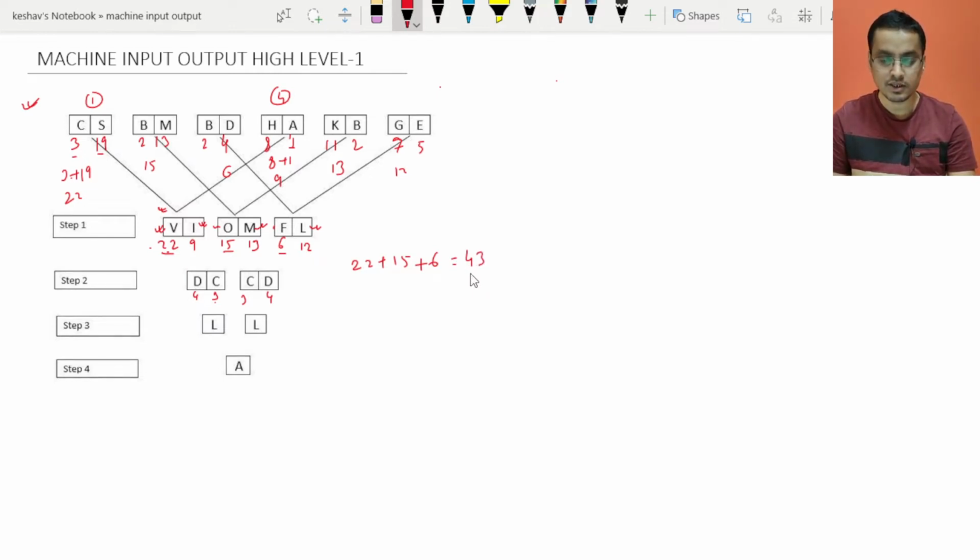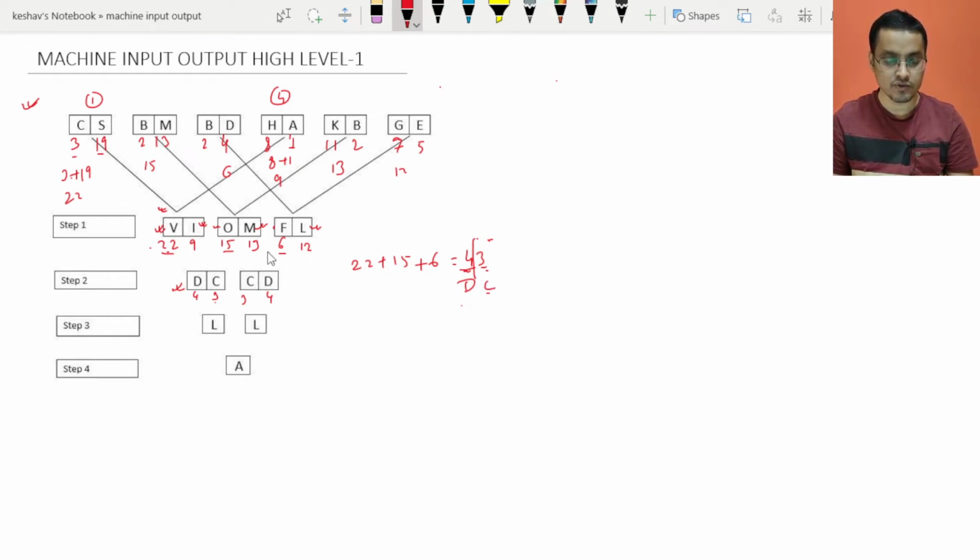So if I break this into two parts, 4 and 3, which alphabet has the ranking 4? You can easily say D. Which alphabet has the ranking 3? It will be C. D and C is written here. So you understood the logic here: I am adding all the first digits of box 1, 2 and 3, and whatever output I get, I break it into two parts. If I get 43, I break it into 4 and 3. Which alphabet has the ranking 4? D. Which alphabet has the ranking 3? C.